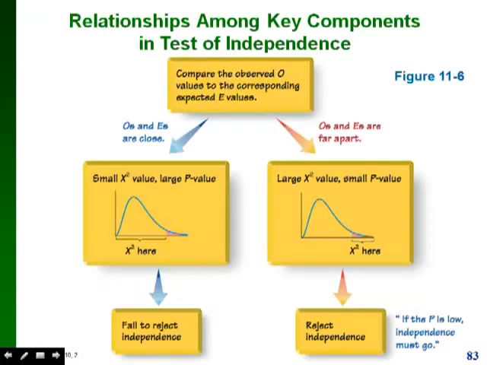Now here again we have a diagram about what happens with your test statistic and your conclusion. So if the observed and the expected are close together, then you get a small chi-squared value, which means it will end up not in the rejection region. Then your conclusion is that you fail to reject the null hypothesis, which was independence. If your observed and expected frequencies are far apart, then you get a large value of chi-squared, which is going to put it in the rejection region. And that means you'll end up rejecting the null hypothesis, so rejecting the claim of independence.